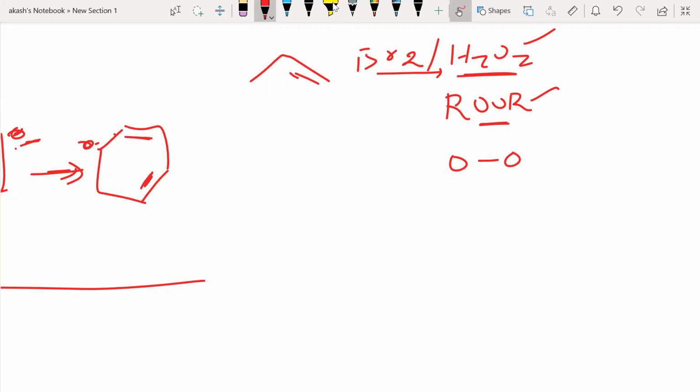Now what is going to happen is this, I'll just write H2O2 itself. This O-O bond is a little weak, so it can undergo homolytic cleavage. So this is going to move here, and this is going to move here, homolytic cleavage. So you will be producing 2 OH dot.